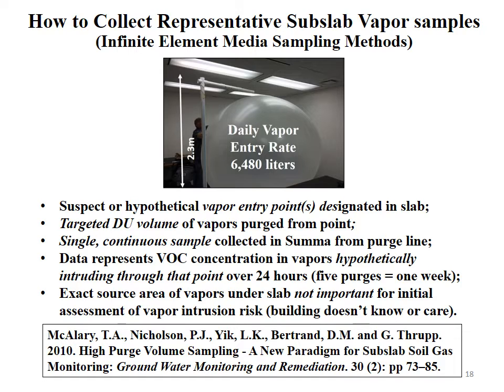Another issue that we added to Todd's approach was this targeted DU volume. What volume of vapors do we need to purge from a risk standpoint and get data for? Otherwise, it's the same thing that he's always been doing.